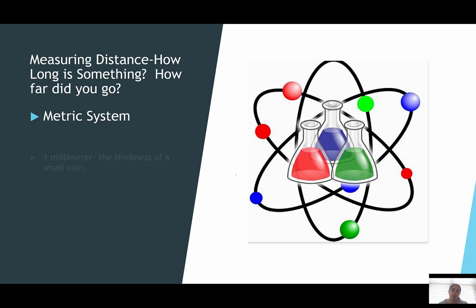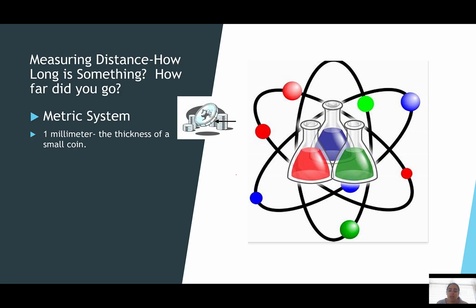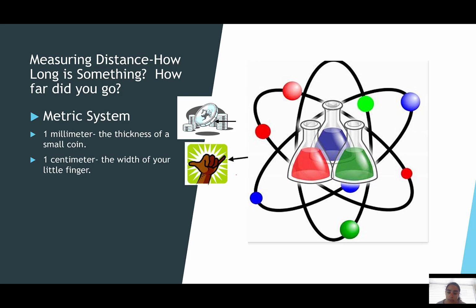So the smallest unit in the metric system is a millimeter. 1 millimeter is the thickness of a small coin. So it's really, really tiny. So if you took like a quarter or a dime and put it on the side and measured its thickness, that's 1 millimeter. 1 centimeter is the width of your little finger. So it's still really, really small. It's how wide your tiny finger is, like your pinky. A centimeter you should be familiar with because it's on a ruler on the other side of inches, and centimeters are smaller than inches.